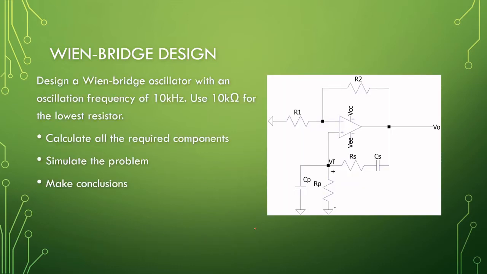Right. So, I want you to pause the video and quickly design an oscillator to oscillate at 10 kilohertz and use 10 kilo ohms for your lowest resistor. Then I want you to calculate all the required components, simulate the problem, and make some conclusions after the simulation.